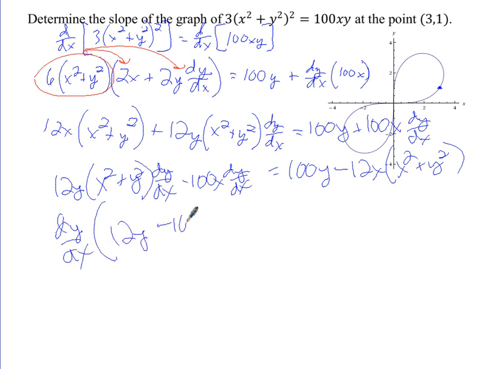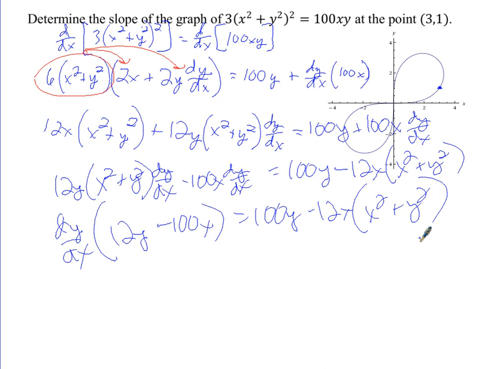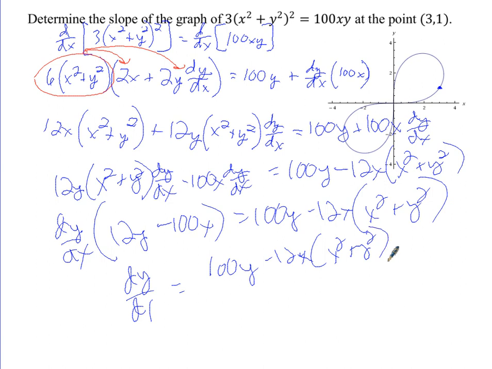Parentheses 12y minus 100x equals 100y minus 12x, parentheses x squared plus y squared. Divide both sides by the 12y minus 100x and I have dy over dx equals 100y minus 12x, parentheses x squared plus y squared, over 12y minus 100x. Then we plug in that ordered pair: 3 for x, 1 for y. Simplify it down, and you'll have the slope of your tangent line at that ordered pair. Okay? And I'm sure you can handle that.